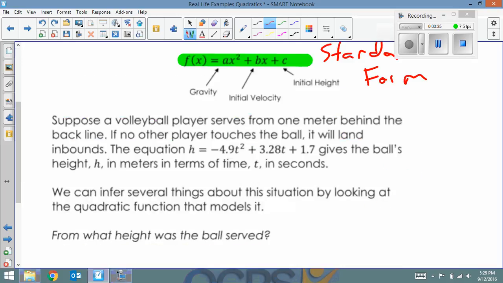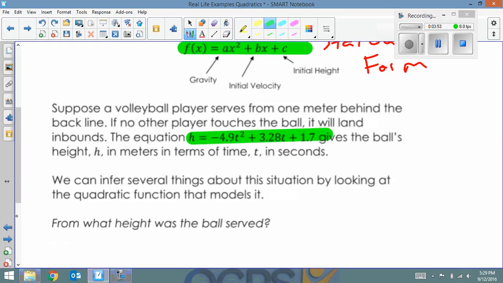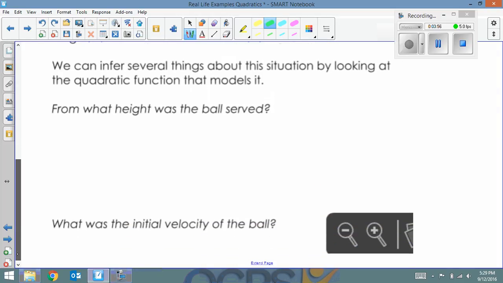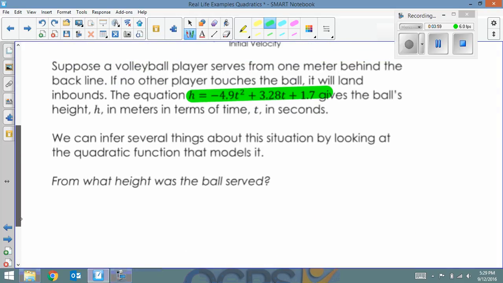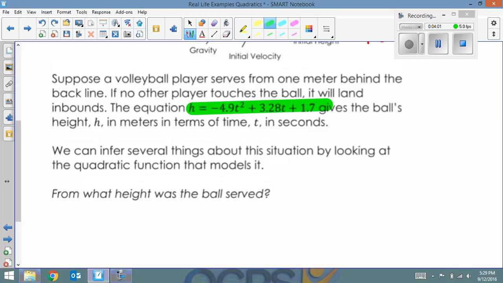So it says, suppose a volleyball player serves from 1 meter behind the back line. If nobody touches the ball, it will land in bounds. We are given the equation h equals negative 4.9 t squared plus 3.8 t plus 1.7, which gives the ball's height in meters in terms of time in seconds. We can infer several things about this situation by looking at it. From what height is the ball served? Looking at our equation, remember the height is the c value, which is that back value in the end. In this case, our height is going to be 1.7, and we know that it's in meters because it tells us that it is in meters here.